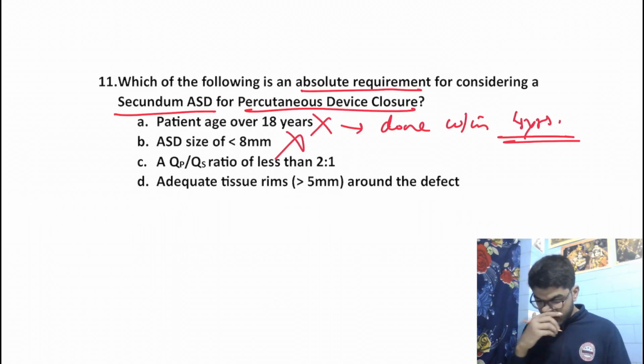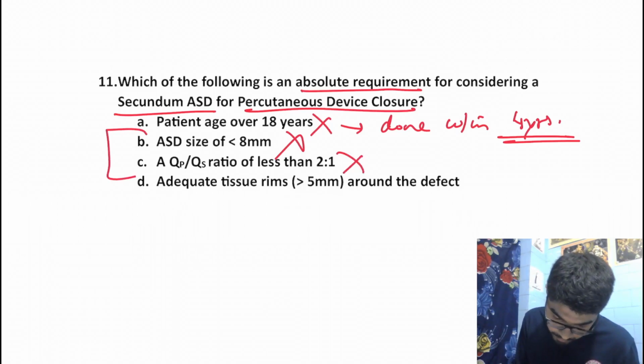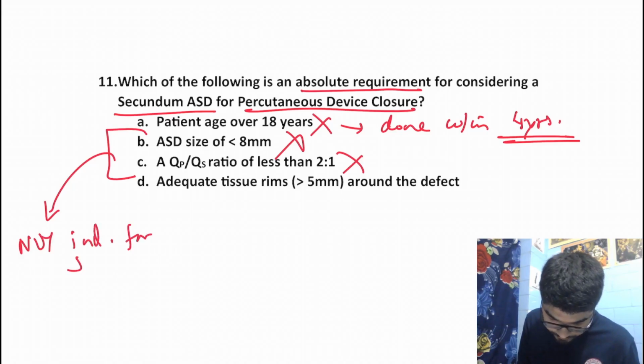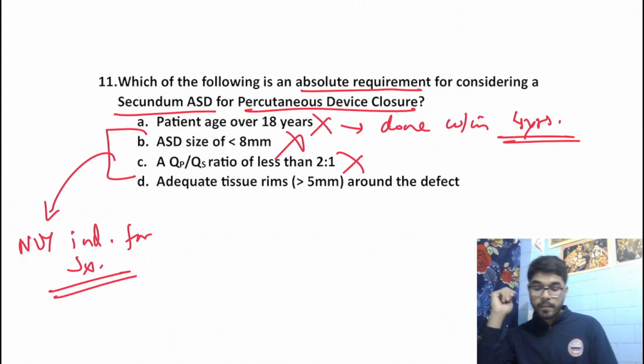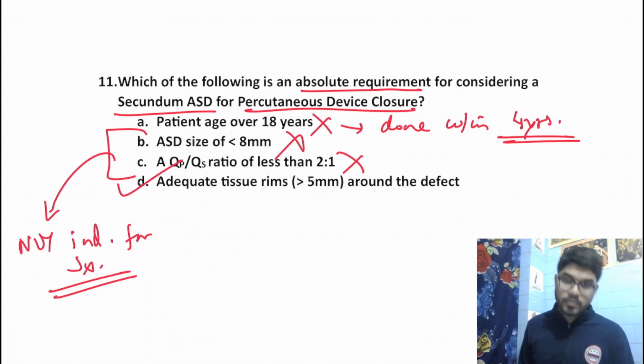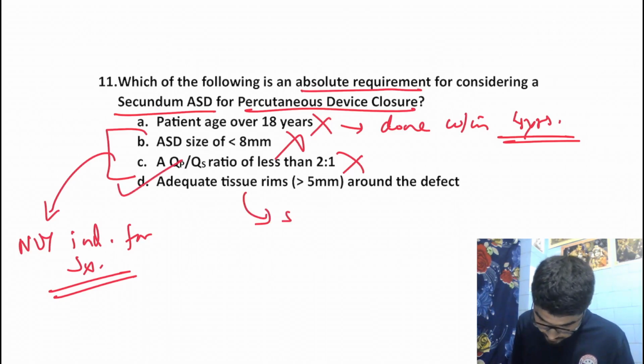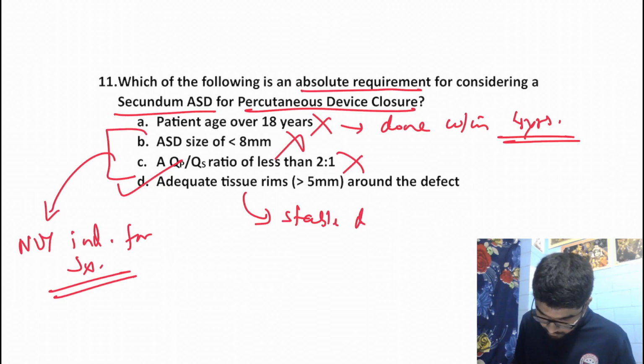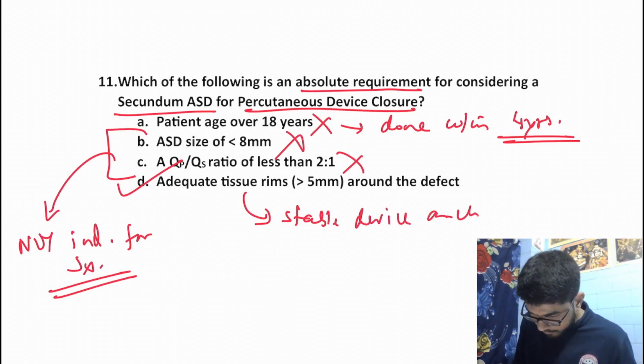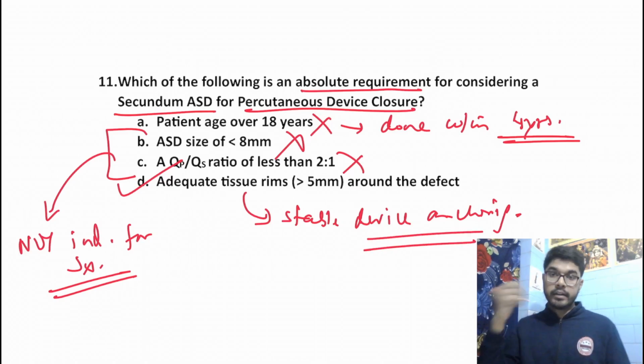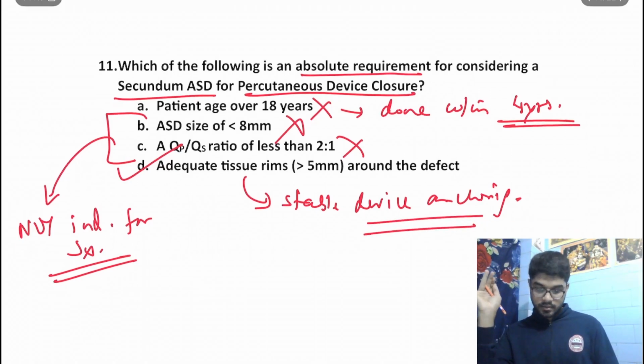A QP to QS ratio less than 2:1. This is again a false statement. B and C are actually not indications. They are not even indications for surgery. Forget about requirement. But adequate tissue rims of more than 5 millimeters around the defect, yes, this is an absolute requirement, right? Because this is required for stable device anchoring. This prevents device embolization.